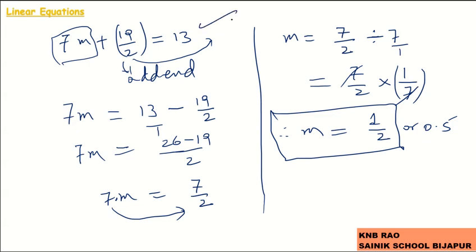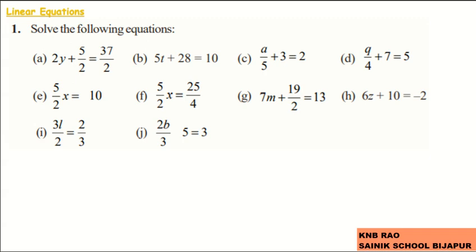Now let us see question H. See students, it is very easy. 6z plus 10 equals minus 2. This plus 10 to be transposed first. So it gives 6z equals minus 2 minus 10. Here both numbers are negative. So minus 2 minus 10. See how to solve this minus 2 minus 10.